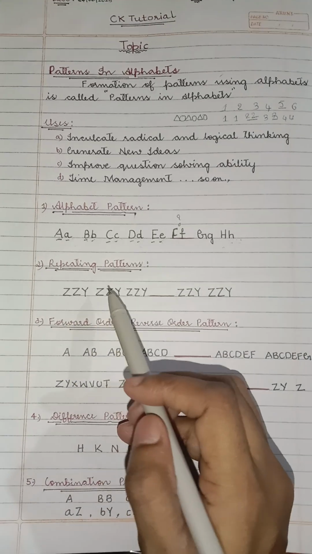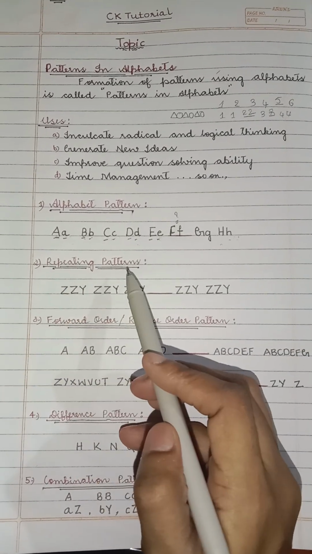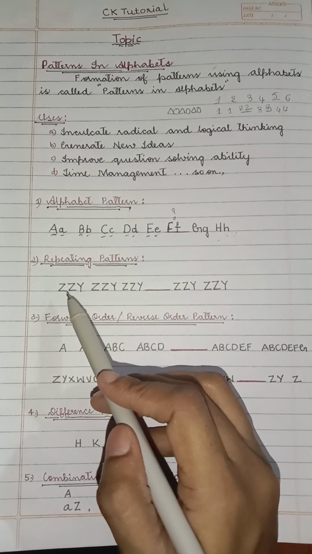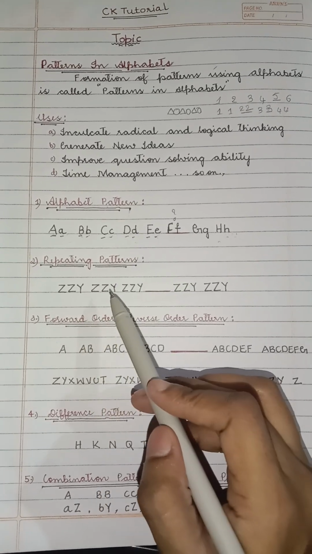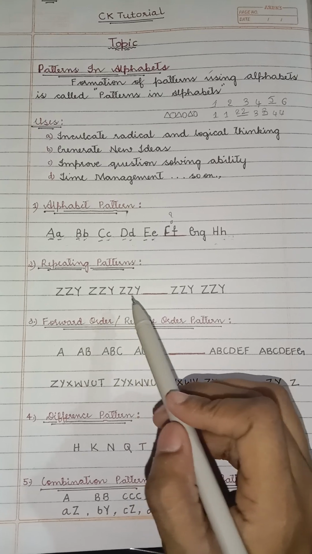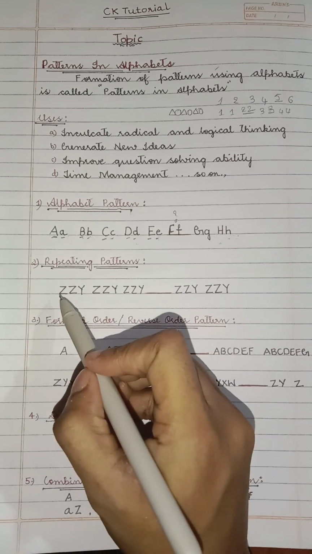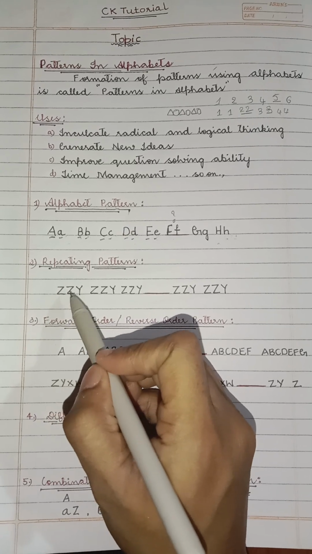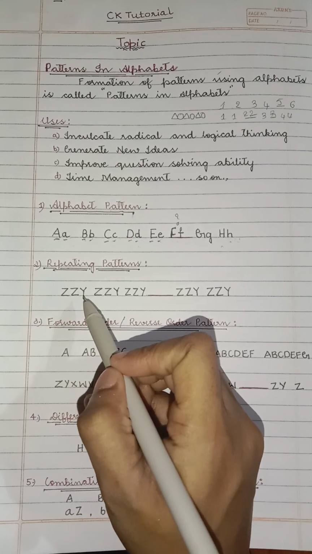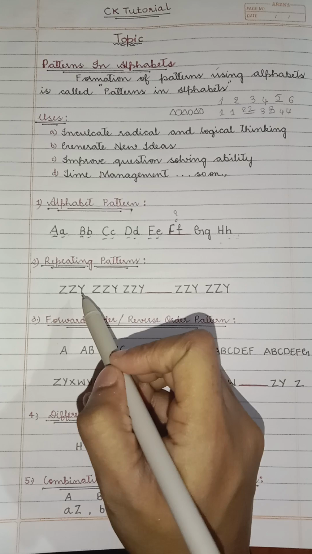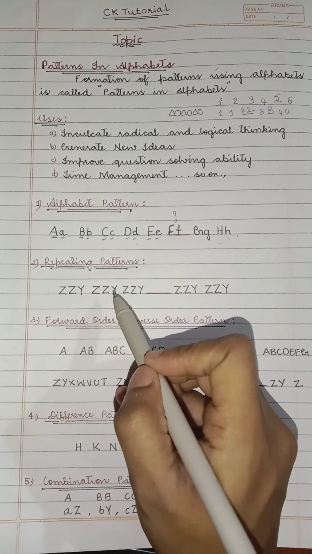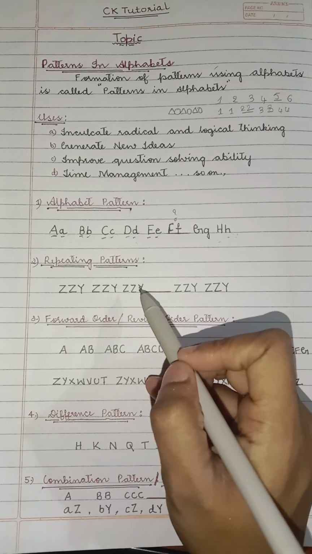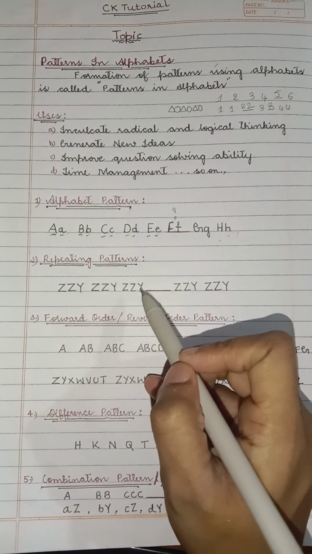Okay, so the next pattern will be the repeating patterns of alphabets. So what is repeating patterns? Here the same alphabets will be given in repetition. For example, the question here is: capital Z, capital Y is the first sequence. So the coming sequence is capital Z, capital Y. So again capital Z, capital Y.